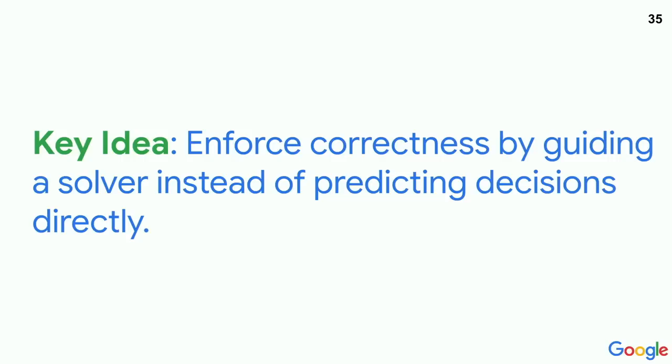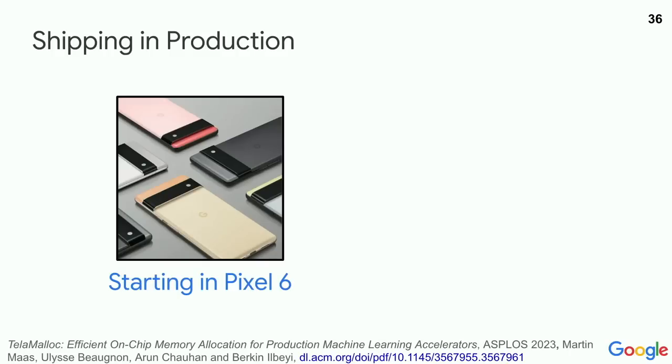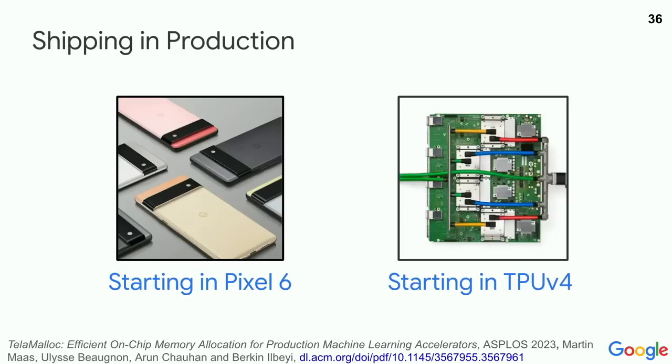So you can enforce correctness by guiding the solver instead of predicting decisions directly. And that ships in production, starting in Pixel 6 and TPU v4. So you're probably using this if you have a Pixel phone.